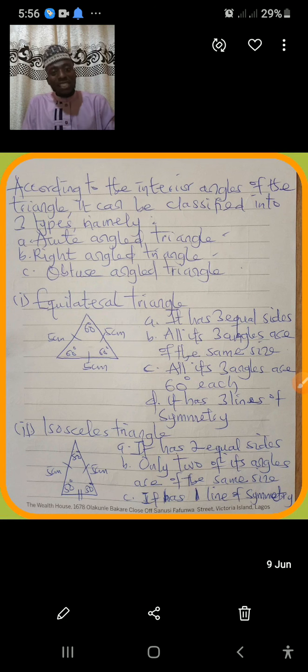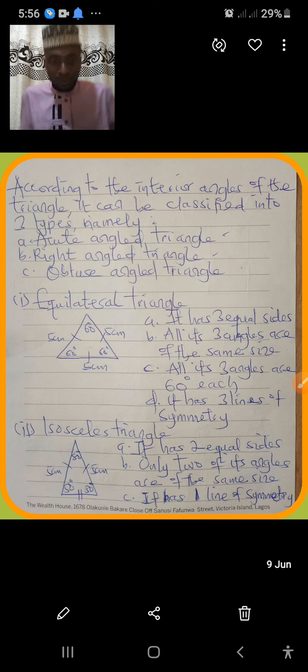But according to interior angles, the angles inside, if you want to describe or characterize triangle based on the interior angles, we have 3 types of them too. We have the acute angle triangle, we have the right angle triangle, and we have the obtuse angled triangle. You see that all these 3 are types of angle. When the angles in the triangle are acute, that triangle will be acute angle triangle. When it is right angle, it will be right angle triangle. When it is obtuse angle, it will be obtuse triangle.